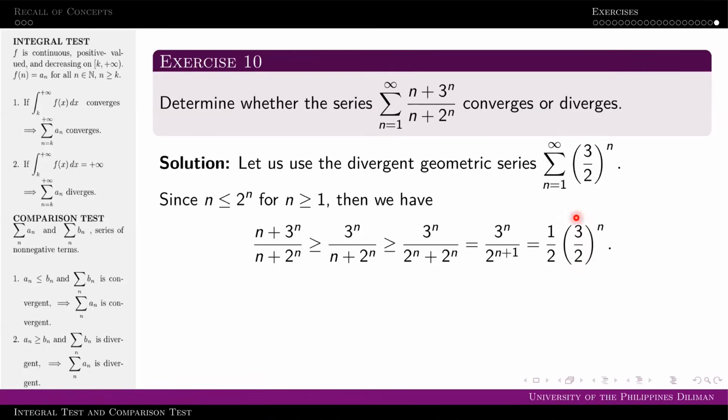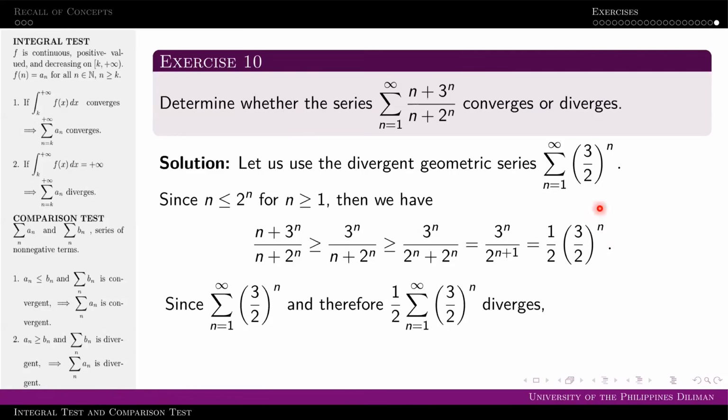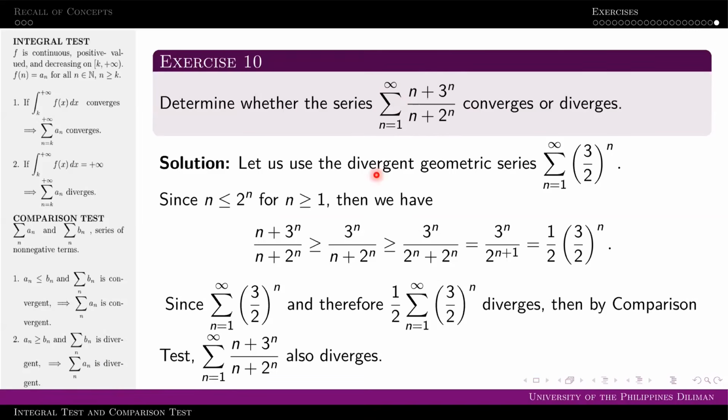And alam natin na ito ay nagda-diverge kasi geometric series siya na ang ratio natin ay greater than 1. So, meron kang mas maliit na divergent series from our an, no? So, by the comparison test, case 2, magda-diverge din yung original series natin.